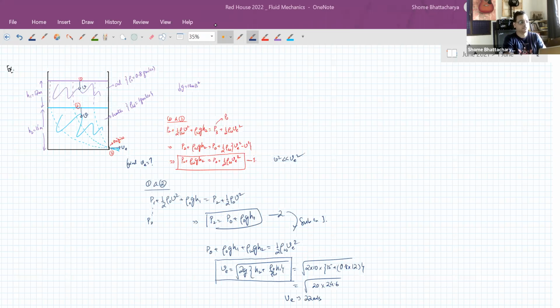So 0.8 into H1 should be the equivalent height of water. And that's what you can see in the formula also finally. It's like square root 2gH where H is H2 plus 0.8 H1.